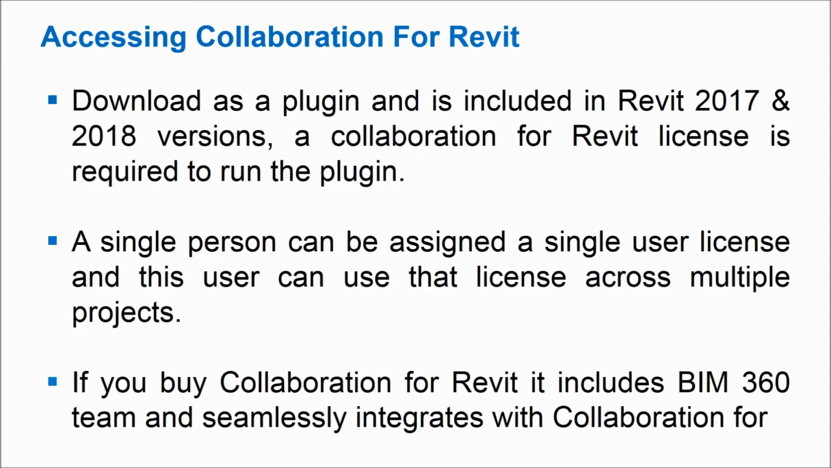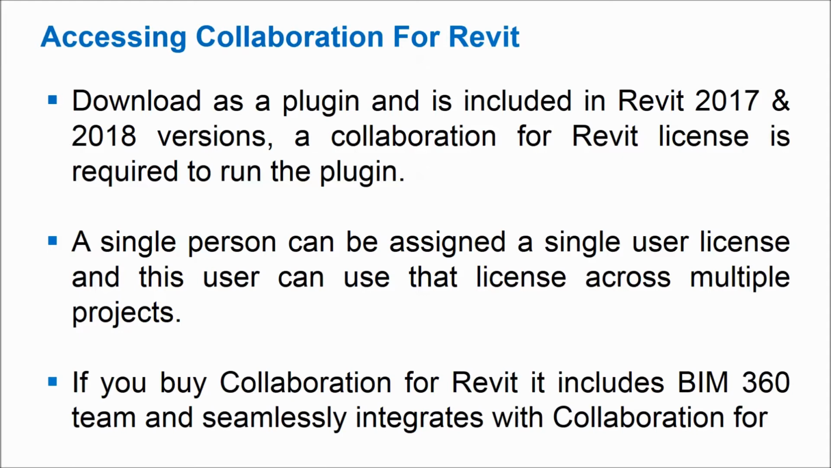So in order to access collaboration for Revit, or if you're not already a current user, you're able to download it as a plugin for previous versions of Revit, or in Revit 2017 and 2018 versions, a collaboration for Revit license is required to run the plugin in all versions, but it comes pre-installed in 2017 and 2018. A single person can be assigned a single user license, and this user can use that license across multiple projects. So if you're considering using it on one project in your office, you consider using it on even more projects, as the same user can use it across all those projects.